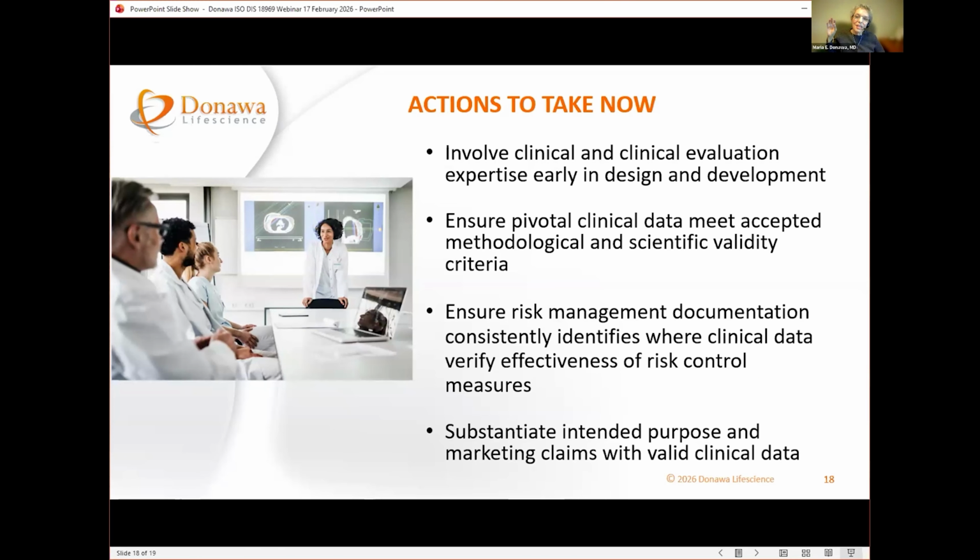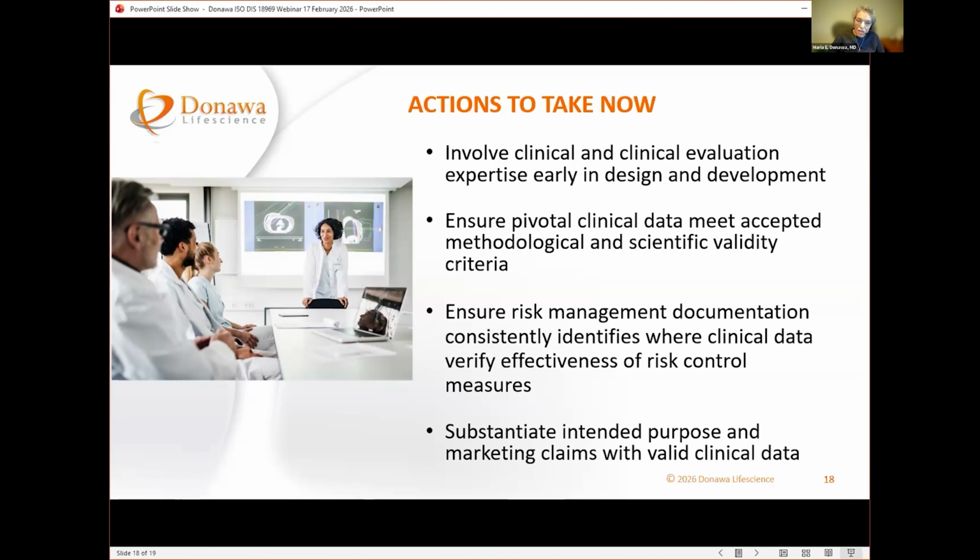We're waiting for the 18969 to be in final form, hopefully to evolve to the point where it's a published standard. But in the meantime, there are certain things we can do. We can involve clinical and clinical evaluation expertise in the design and development process now. That's what I mentioned earlier, and what Danielle mentioned. I didn't spend a lot of time on methodological quality and scientific validity, but you can do that now, and the sooner you do it, the better.